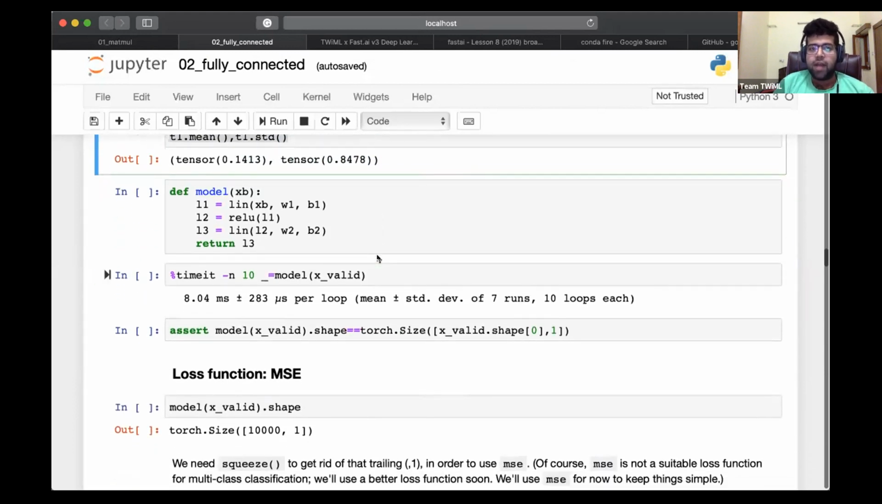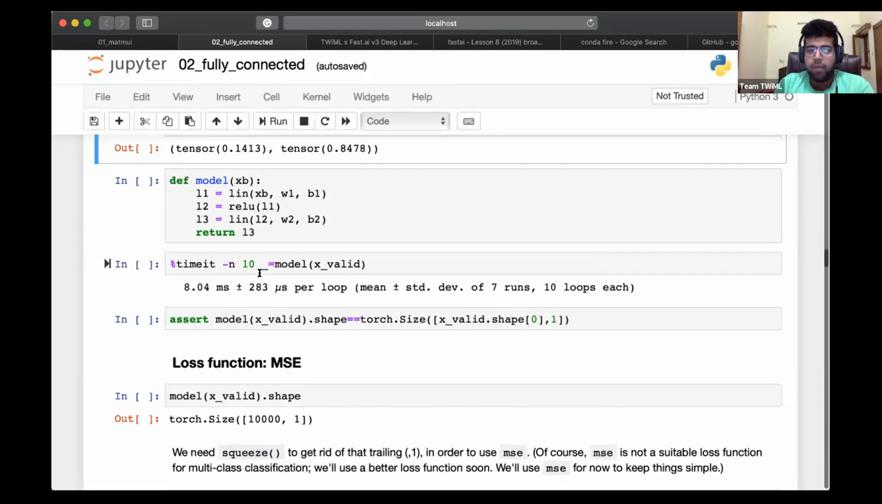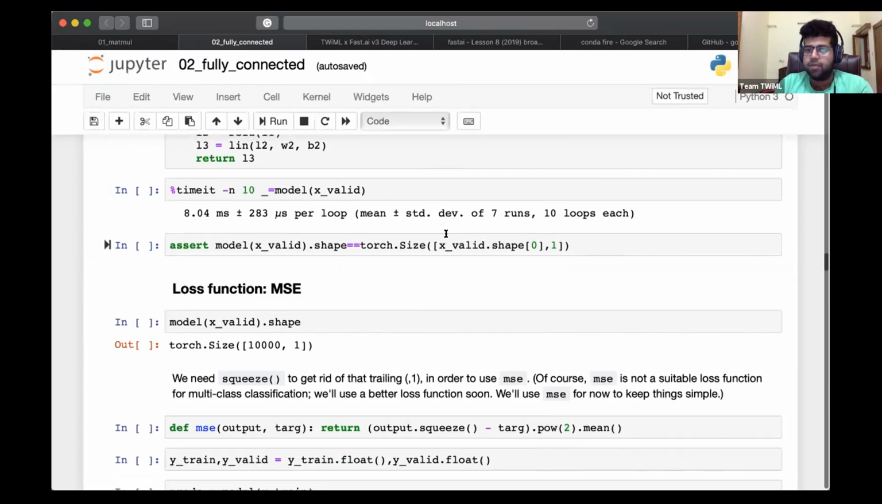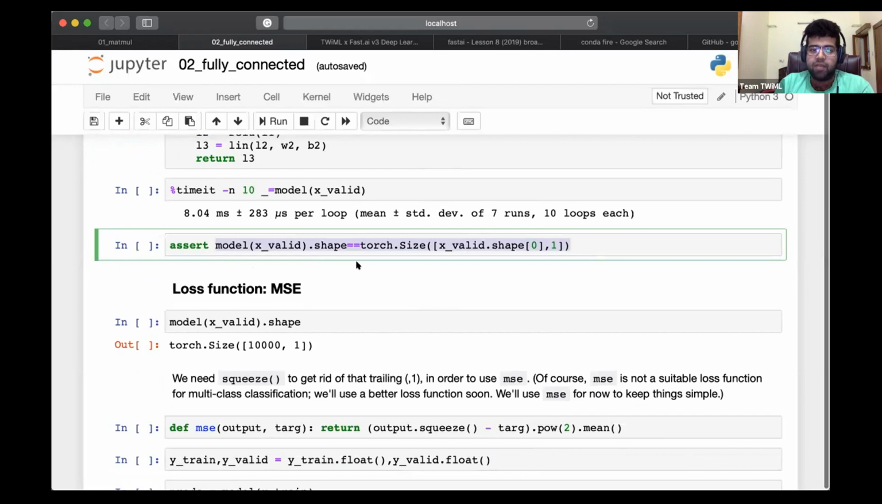Finally, we concatenate all of this into a model, which is our first definition of a fully connected forward model. And we check the time performance of the same. We check if those shapes are in order. They are. So as long as you do not see a dump after these assert functions, even if you're just copy pasting, you're doing okay. If something is out of order, you'll get an error dump.